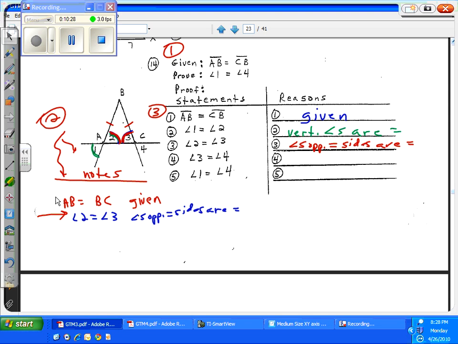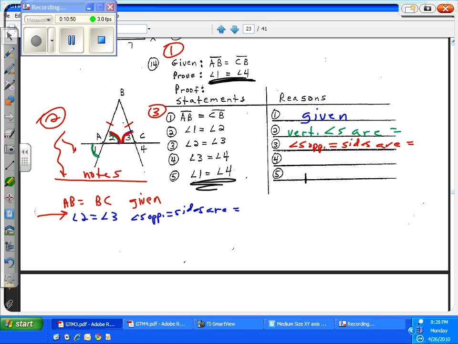And I'm going to let you finish that. You're going to get to the next statement, 3 equal 4. You look first at the given, second at the diagram, third at the statements above. The fifth one is not going to be given. If what you're trying to prove was given, you wouldn't have a proof.